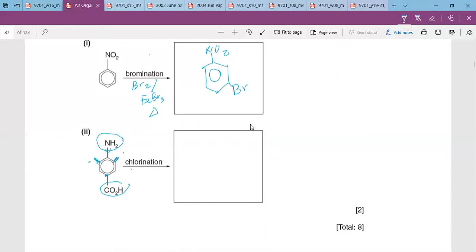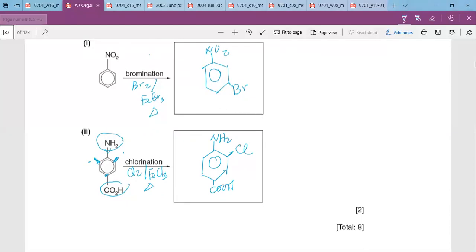So chlorination will be Cl2 and FeCl3 and heat. Of course, you will get what? Go back and do it by yourself. Remember they only want one chlorine to go in there. If you put two, it also doesn't matter. This will be either here or here, isn't it? So put a Cl here. This is called orientating factors.